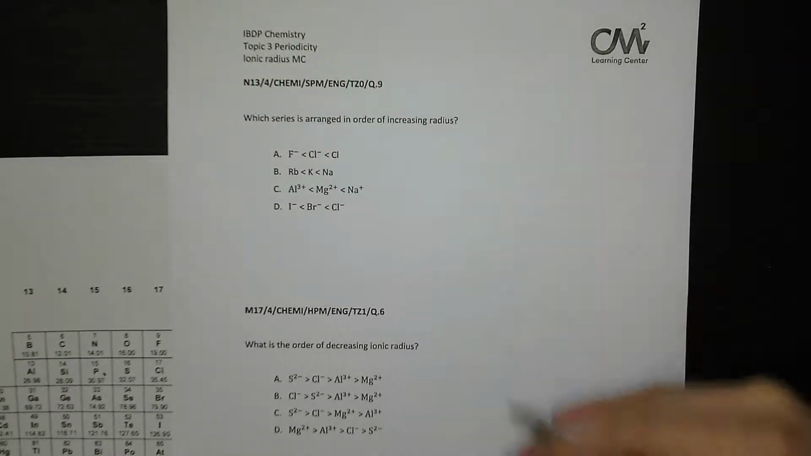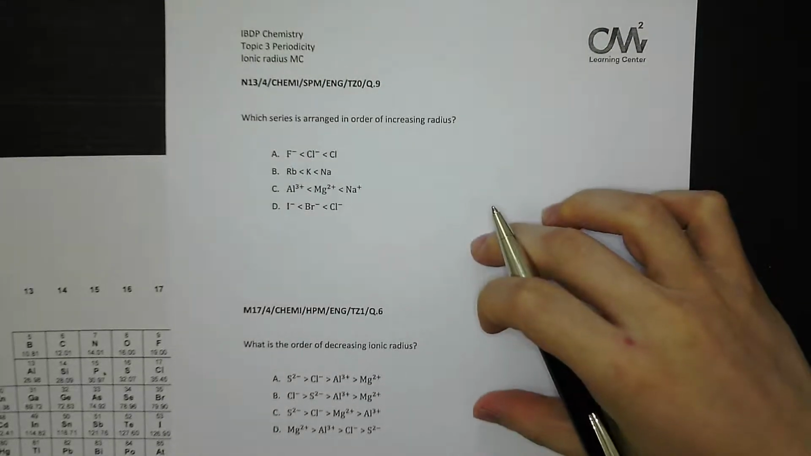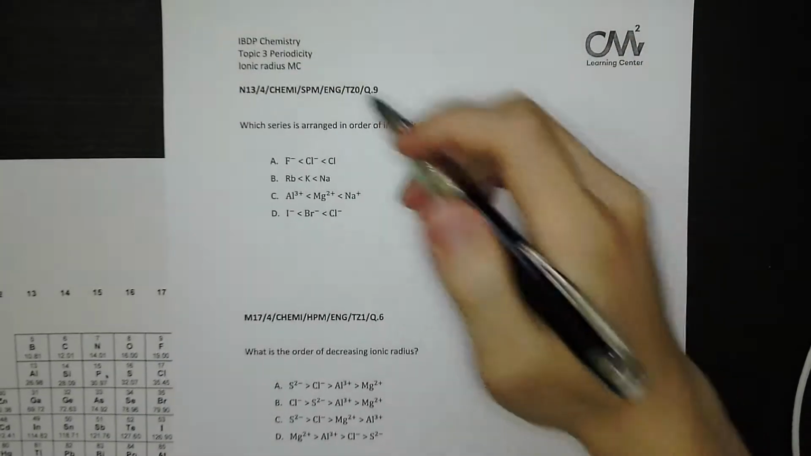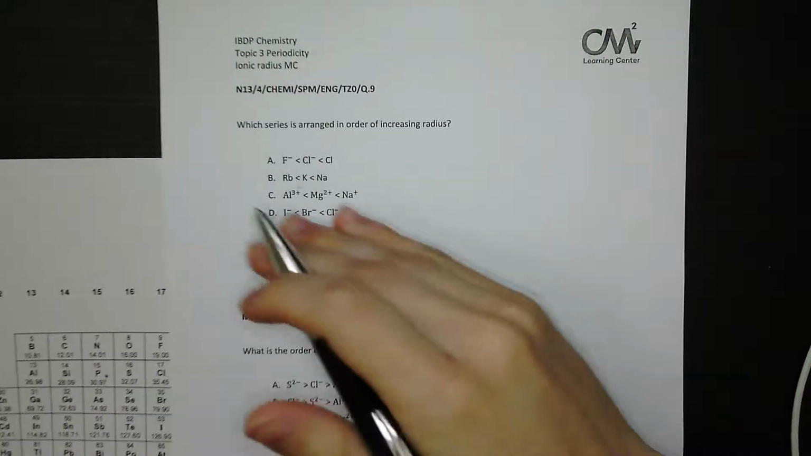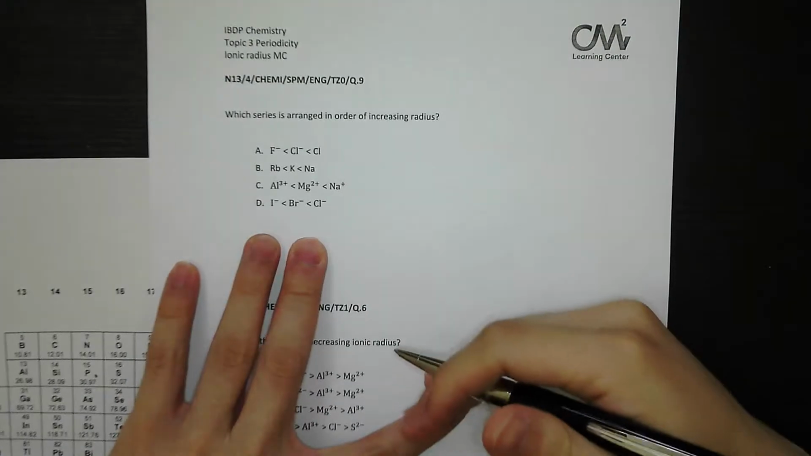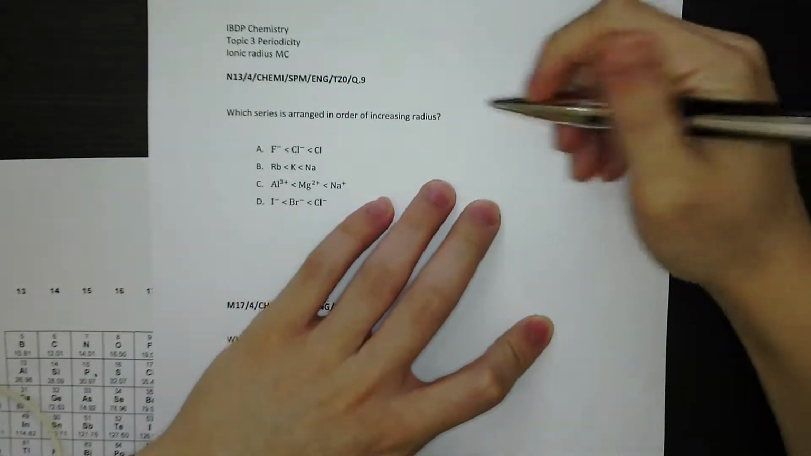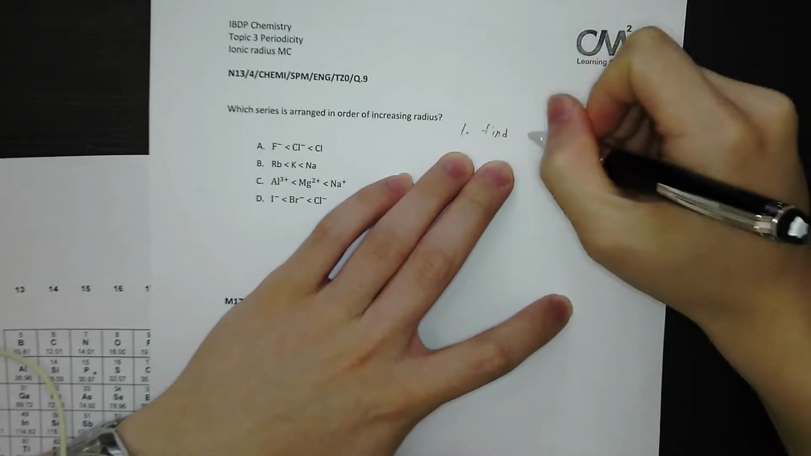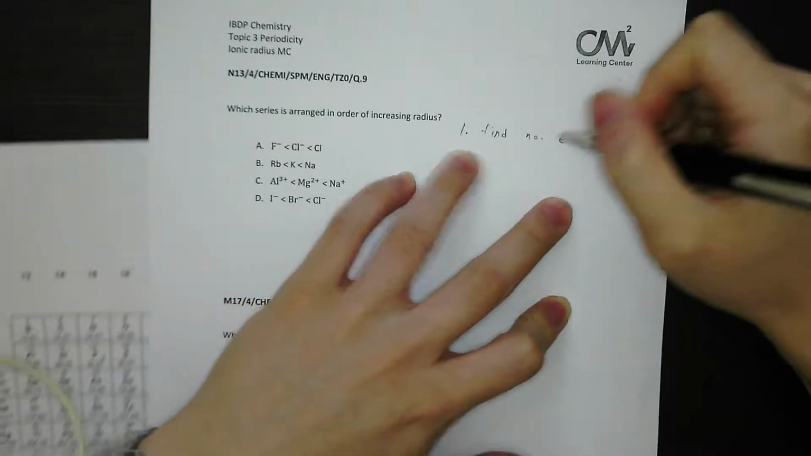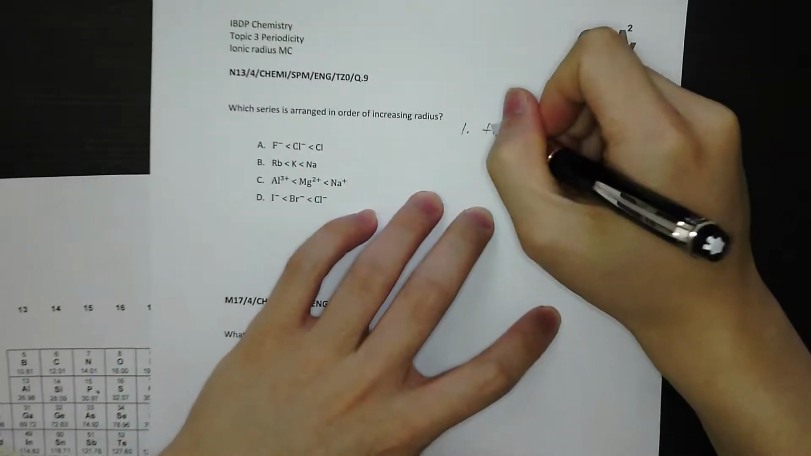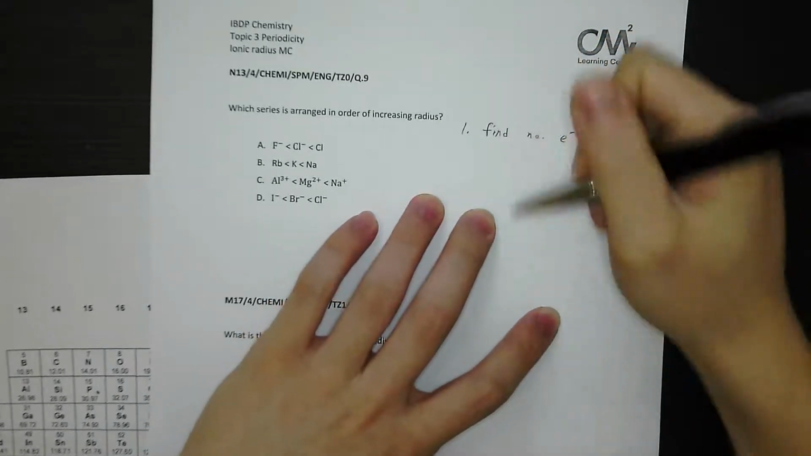Today I'm going to do two MC questions from past paper for chemistry topic 3, periodicity. It is for finding the size of atoms or ions, comparing the size between atoms and ions. For doing these kinds of questions, always follow two steps. The first step is to find the number of electrons or electron shells of each species, because the one with more electron shells has larger size.